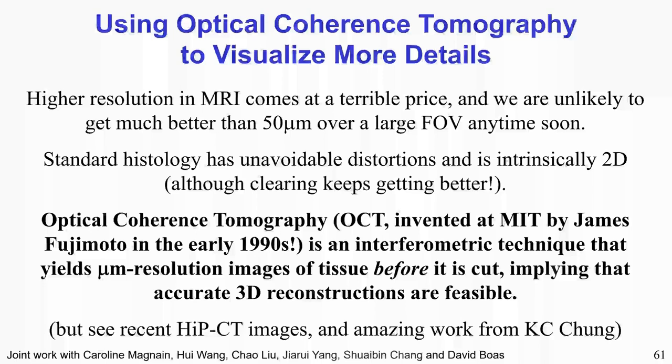We use it because it penetrates fixed tissue. So we take a block of fixed tissue, we put it on a stage, we have a laser light that penetrates it perpendicularly, and the light penetrates a few hundred microns. And so this enables us to image under the cut surface.